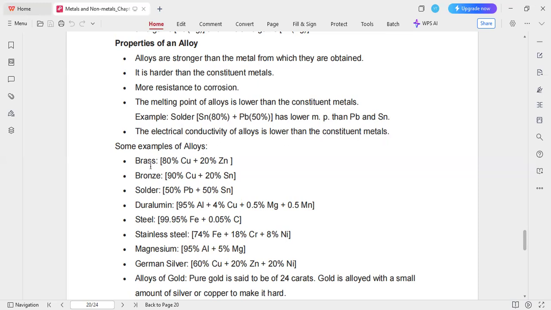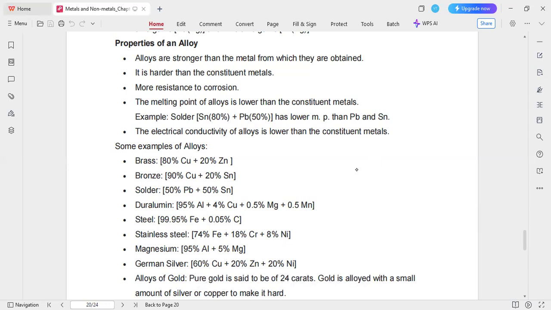Examples of alloys: brass, 80% copper, 20% zinc; bronze, 80% copper and 20% tin; solder, 50% lead, 50% tin; duralumin, aluminum, copper, manganese, and magnesium. That you have to remember, children. Steel, iron and carbon. Stainless steel, iron, chromium, nickel. German silver, copper, zinc, and nickel. The constituents you should remember; the percentage is not that important. I hope you understood these concepts. German silver is 60% copper, 20% zinc, and 20% nickel.